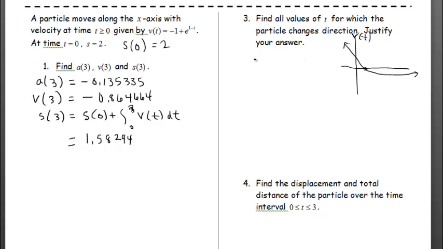So it says, find all times, justify your answer. The particle changes direction at t equals 1, because v of t changes from positive to negative.